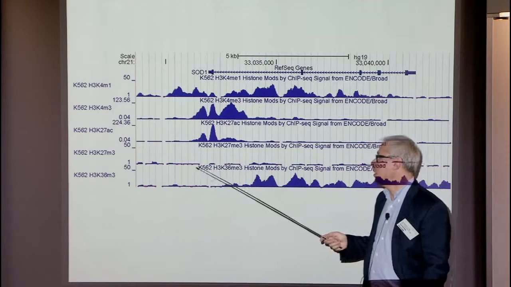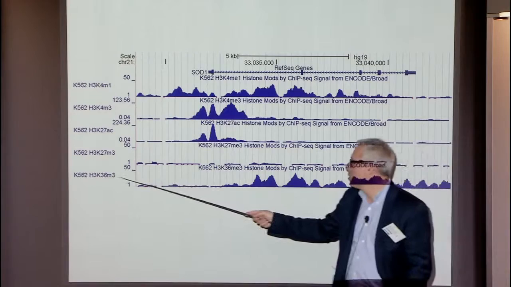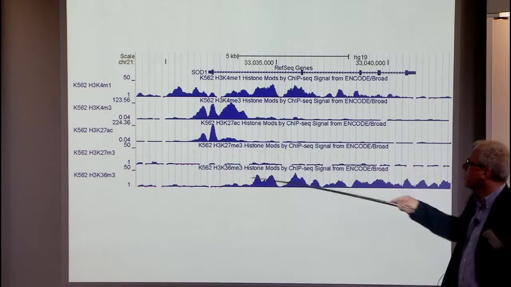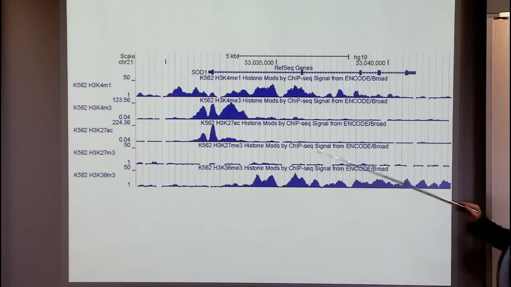And the idea that this promoter is active is then backed up by the observation that this K36 trimethylation, which is a sign of ongoing transcription, extends along the gene body. So the whole thing kind of makes a lot of sense when we look at it, and this is what gives us the idea that we can use this also to, for example, predict gene expression.